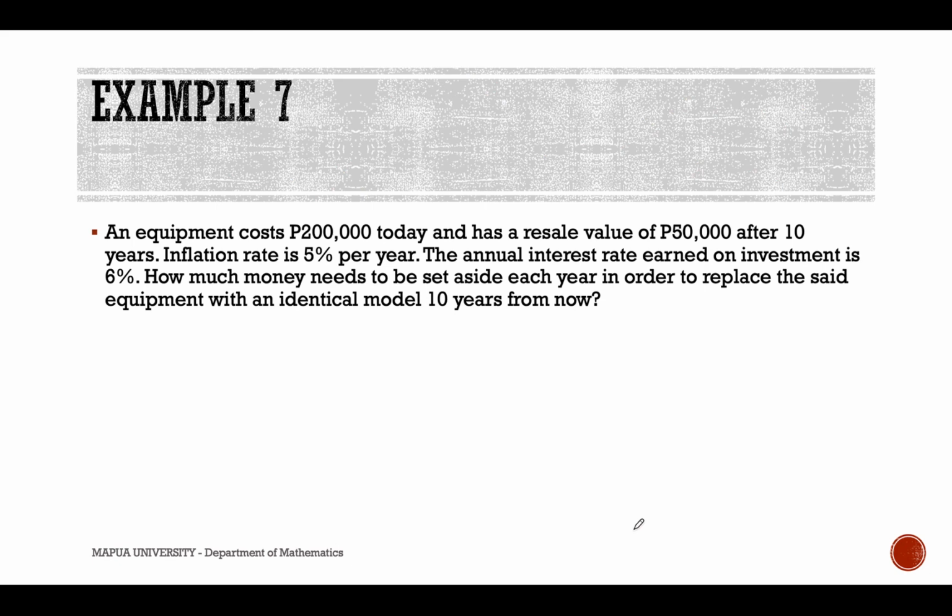So let us continue. An equipment costs 200,000 today and has a resale value of 50,000 after 10 years. The inflation rate is 5% per year. The annual interest rate earned on the investment is 6%. So how much money needs to be set aside each year in order to replace the said equipment with an identical model 10 years from now? So we try to draw first the cash flow diagram.